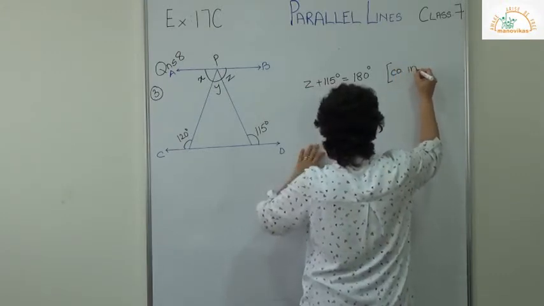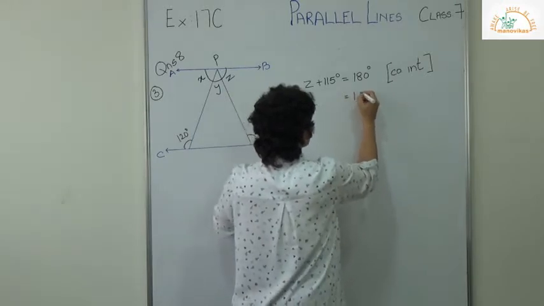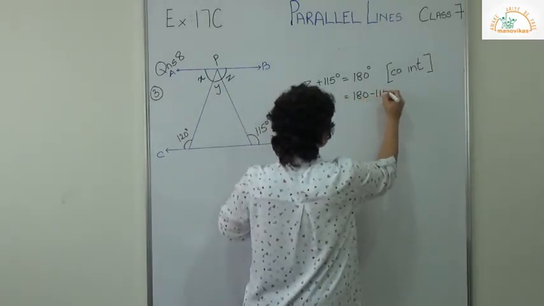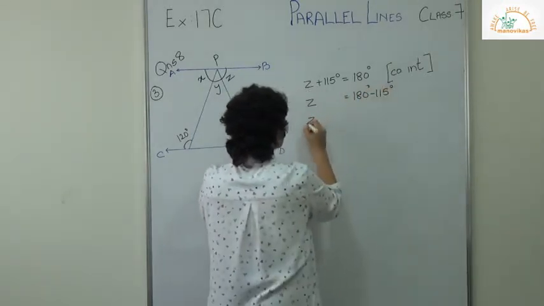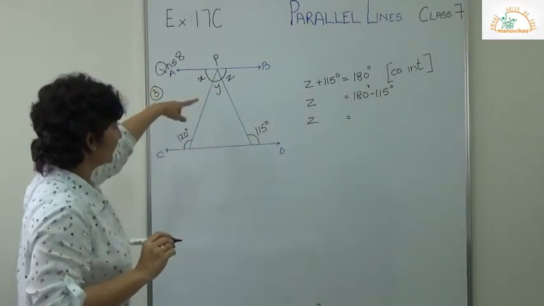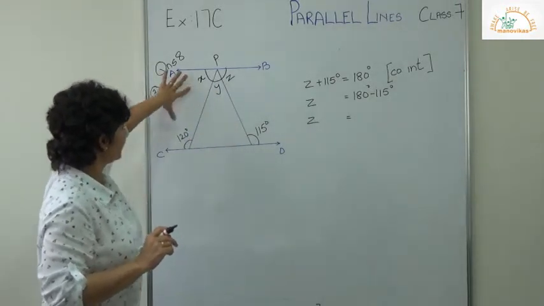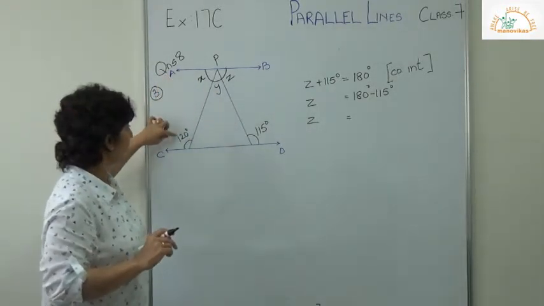I am not going to solve the problems for you. Now you know what to do. So Z is equal to 180 minus 115 degrees. So you will find out what Z is equal to. Correct? Next. So now that we have found out Z, again here, children, what is it going to be?